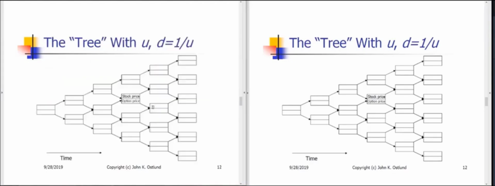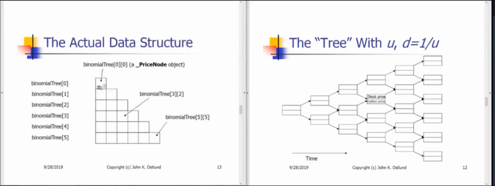All right, so let's form that as a list of lists, which is going to make our bookkeeping easier. And here is our list of lists. Binomial tree sub 0 is going to be a list of one price node object. That's going to contain the stock price and the option price at time 0, right now. Then binomial tree sub 1 is going to be a list of two price node objects. For the first time interval, that is 1 month in our case, because we have a 5-month expiration time and we've chosen to use 5 time intervals.